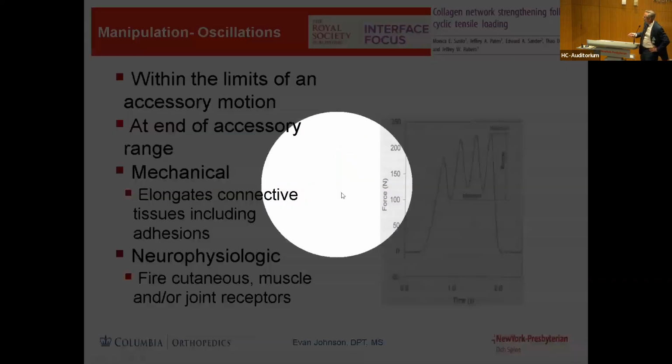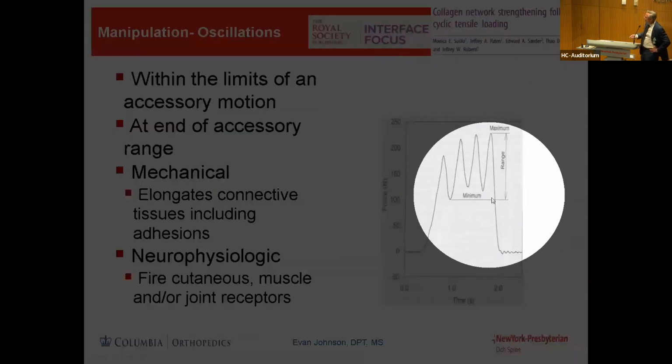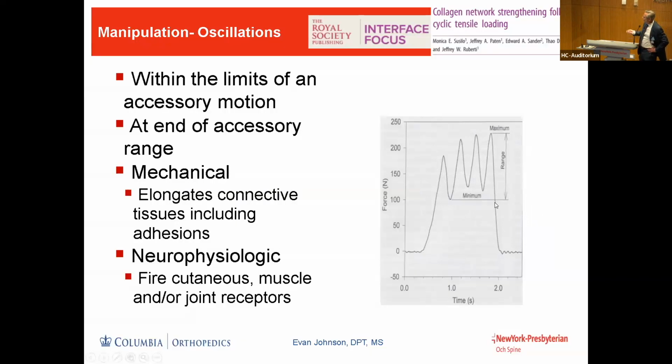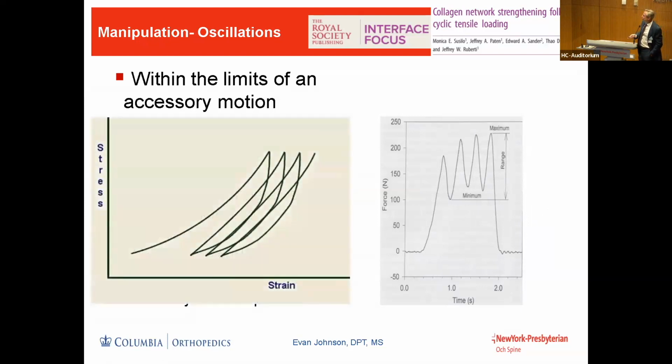So what you see here that's kind of typical of these manipulations, if you look, seconds are on the x-axis and forces in newtons are on the y-axis. And what you see is this oscillation in that kind of 120 to 240 newtons. And it looks like about 3 or 4 per second. That's probably equivalent to a grade 3 oscillation, right? Kind of a larger oscillation from mid-range to end range in Maitland terminology.